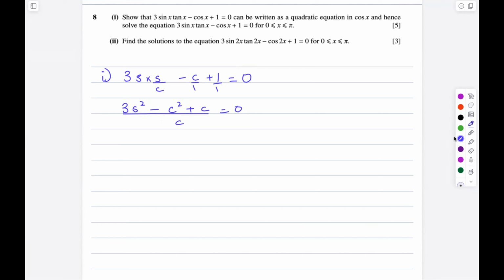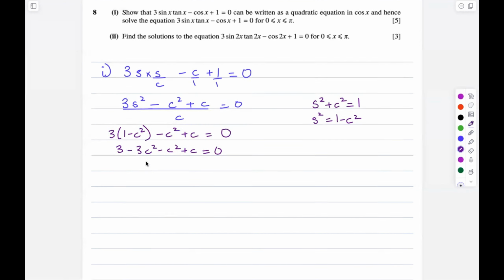Now this cos will multiply by 0 and become 0, and we know that the identity is sine squared plus cos squared equals 1. So sine squared can be written as 1 minus cos squared. So we can write this as 3 into 1 minus cos squared plus cos equals 0. Expanding the bracket, we'll get 3 minus 3 cos squared minus cos squared plus cos equals 0.